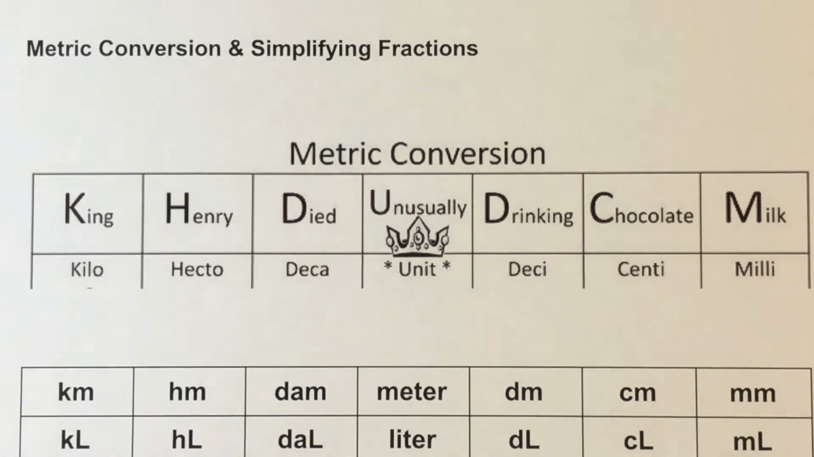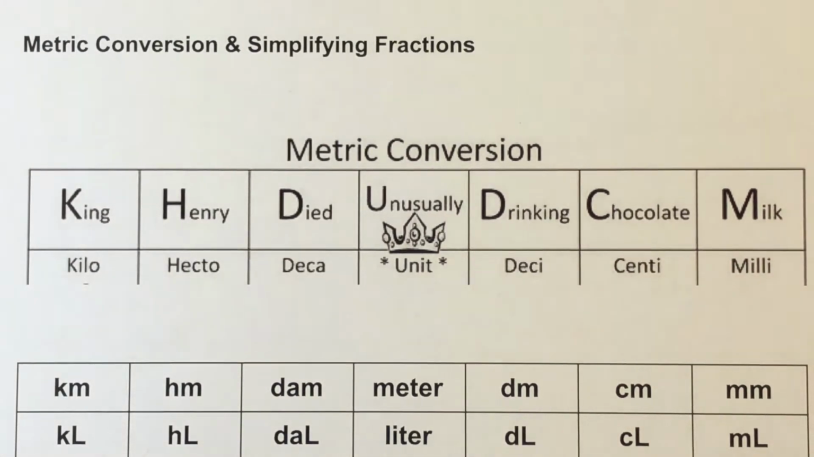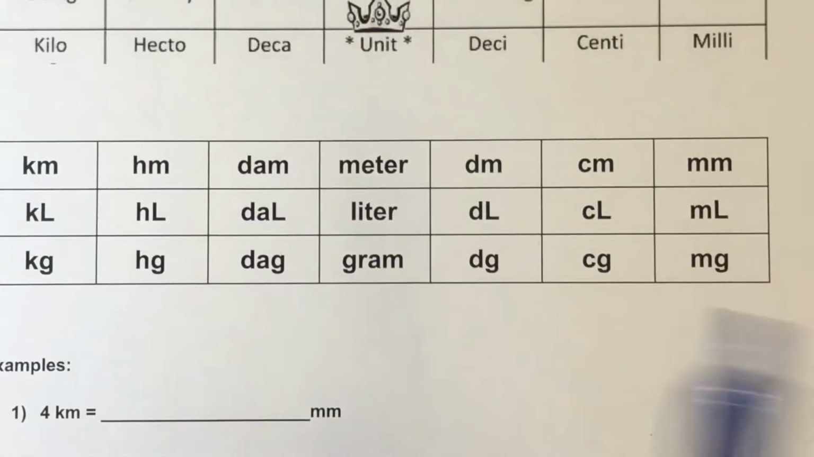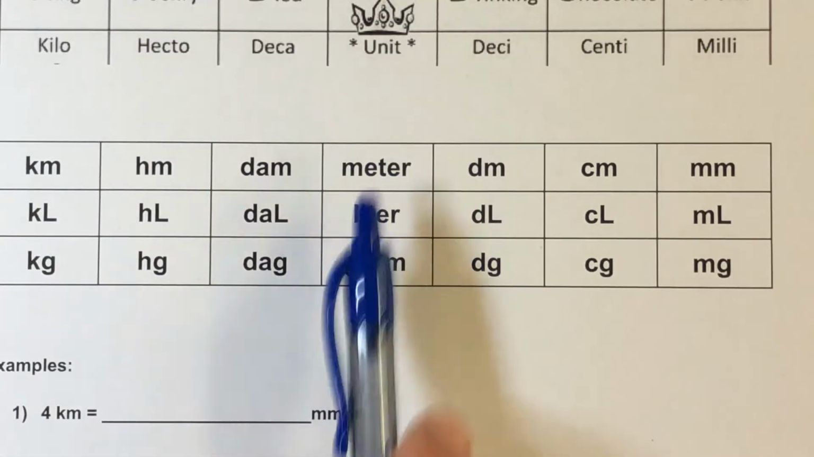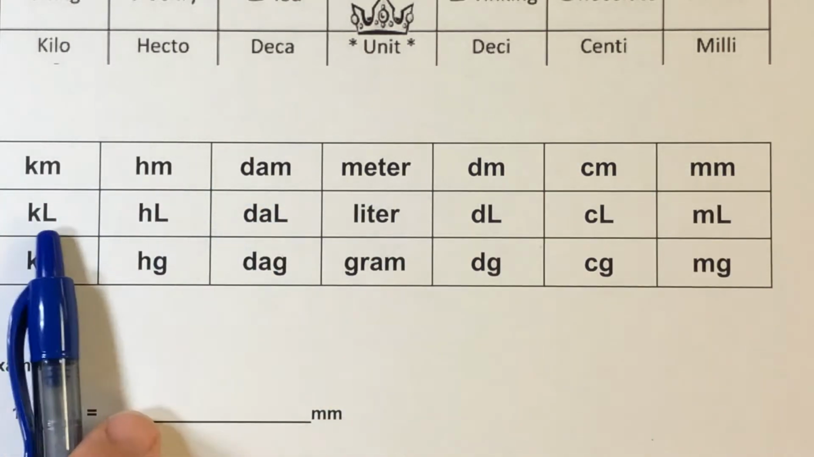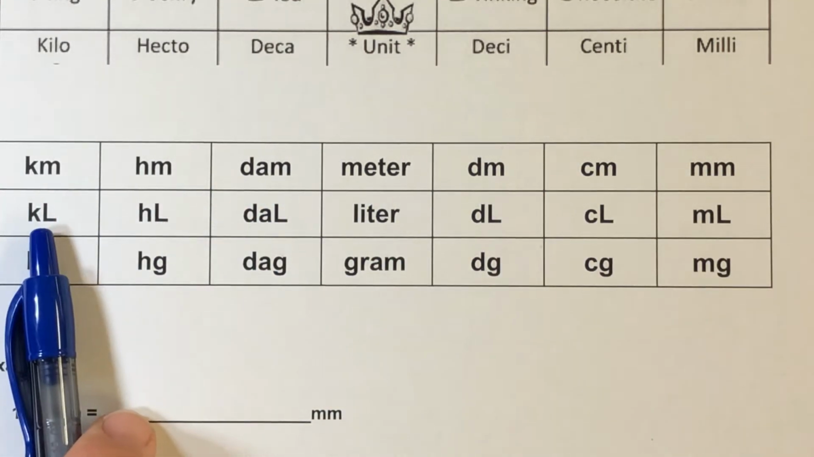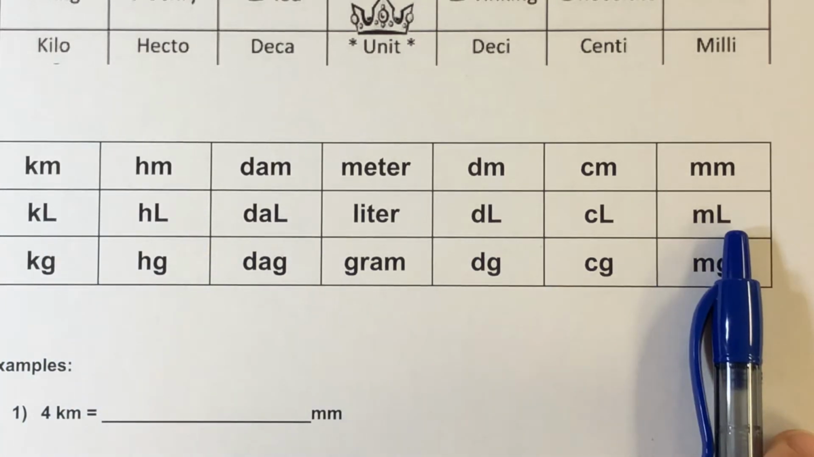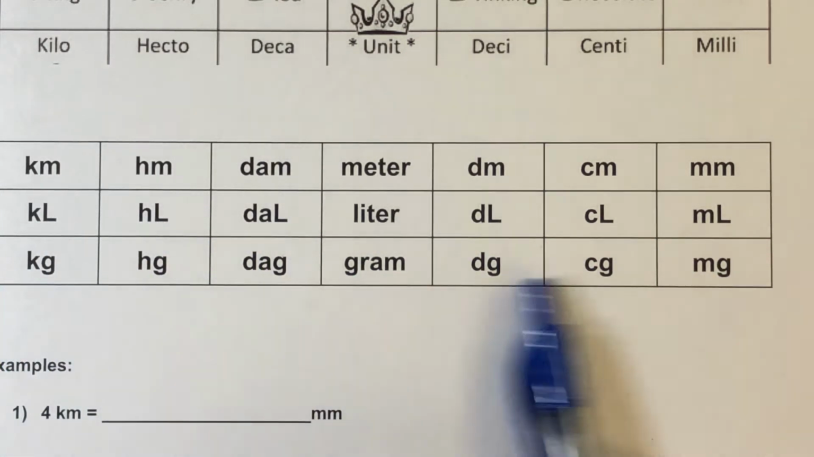So today, we're going to be going over metric conversion and simplifying fractions. I'm not going to go in depth on metric conversion. I'm simply going to go over the quickest and most efficient way to convert between meters, liters, and grams all the way up to kilometers, down to millimeters, up to kiloliters, down to milliliters, up to kilograms, and down to milligrams.